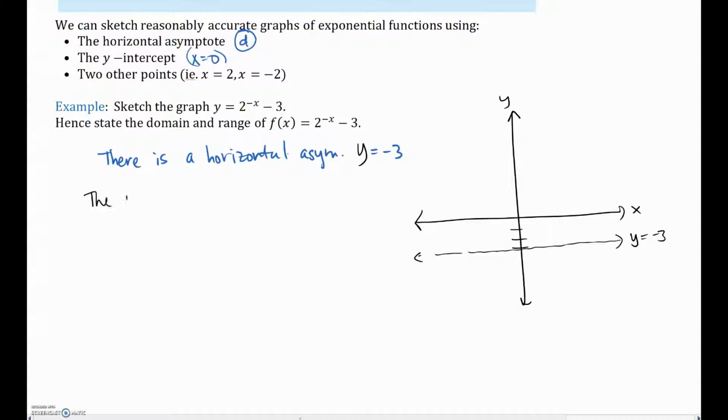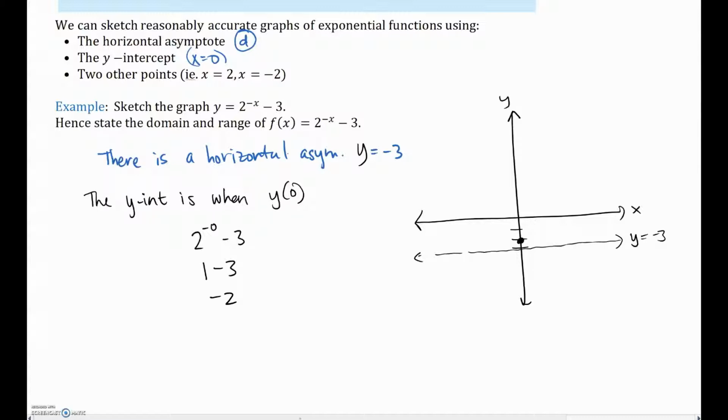Then let's find out the y-intercept. The y-intercept is when x is 0, or you can evaluate y when x is 0. So what would you get? You would get 2 to the negative 0 minus 3. Well, anything to the 0 power is 1, minus 3. So therefore, that is negative 2, and that would be right here. And so that is our y-intercept.